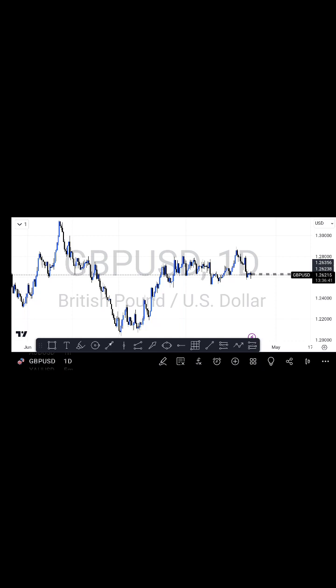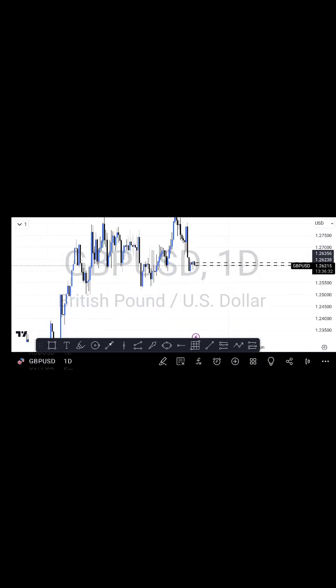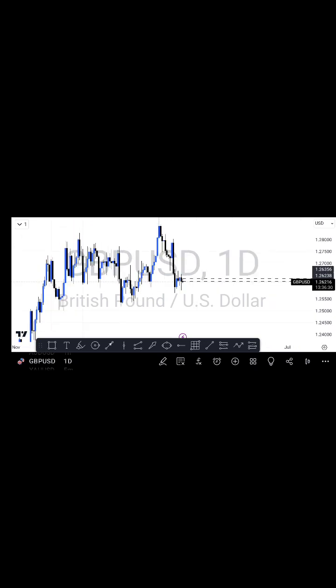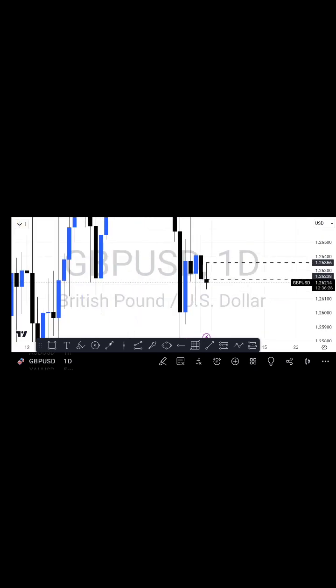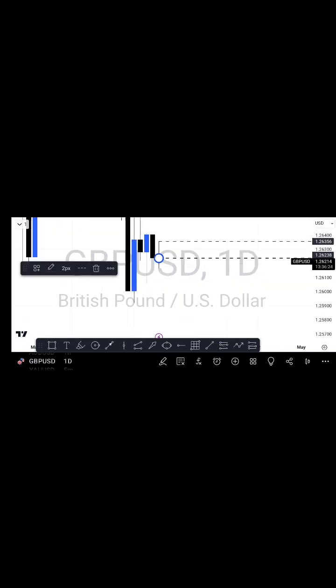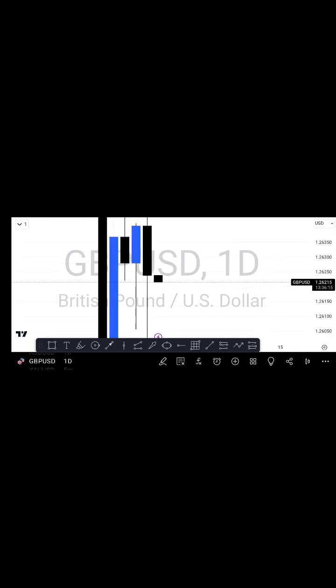I have modified our London strategy a little bit, thanks to the ICT mentorship master, Mr. Michael. So today, as you can all see, this is GBPUSD. We are on the 1 hour time frame, right? So I'm going to be showing you guys how to trade using the 1 day, the daily time frame, but applying our day trading strategy, right?